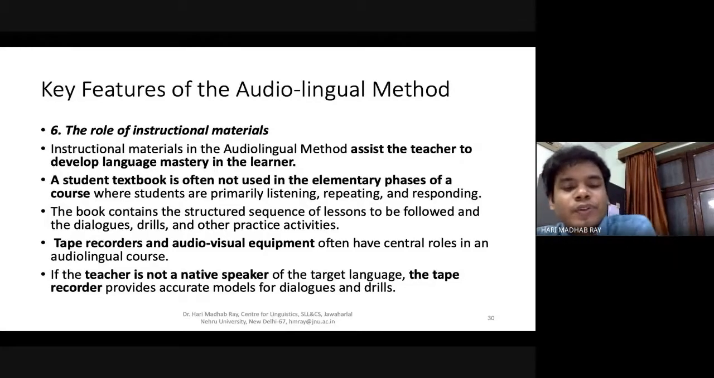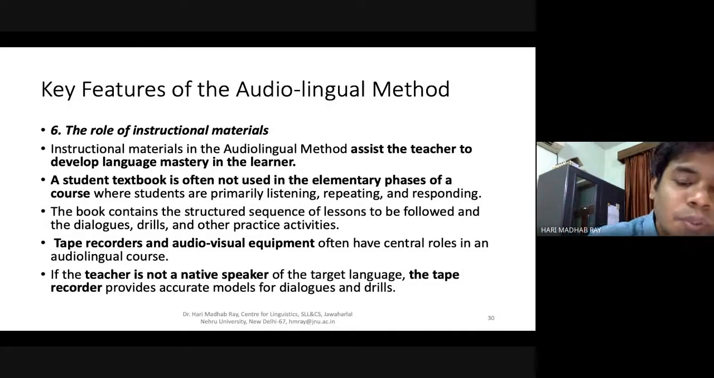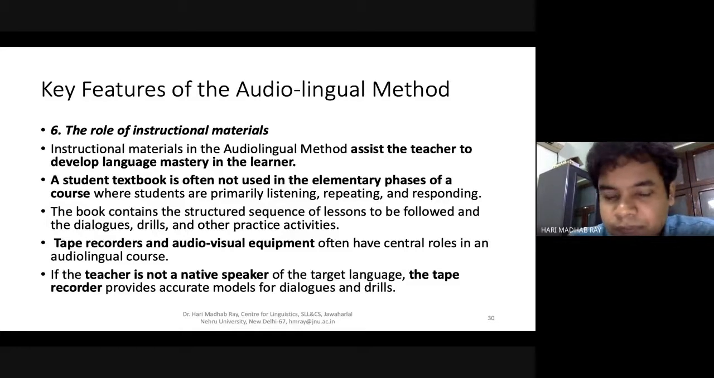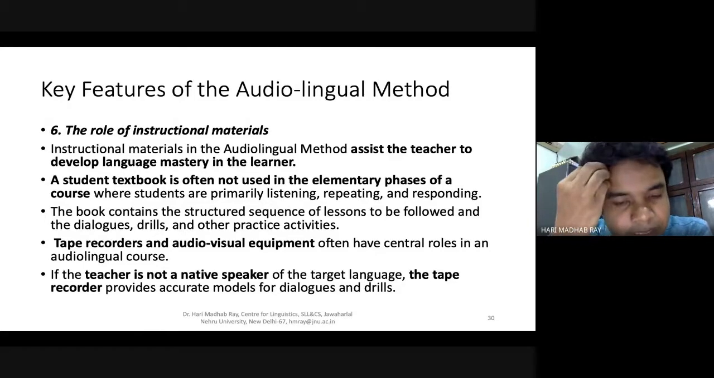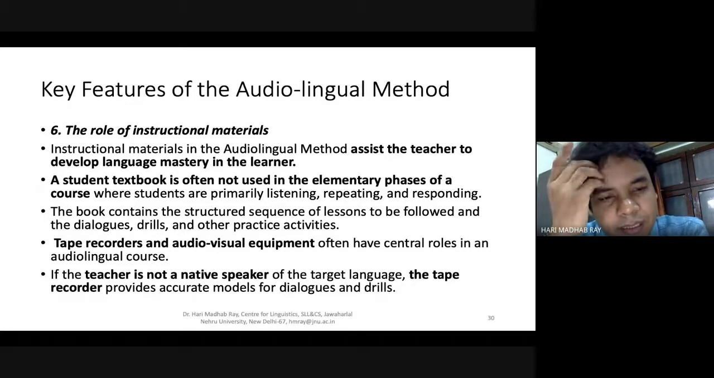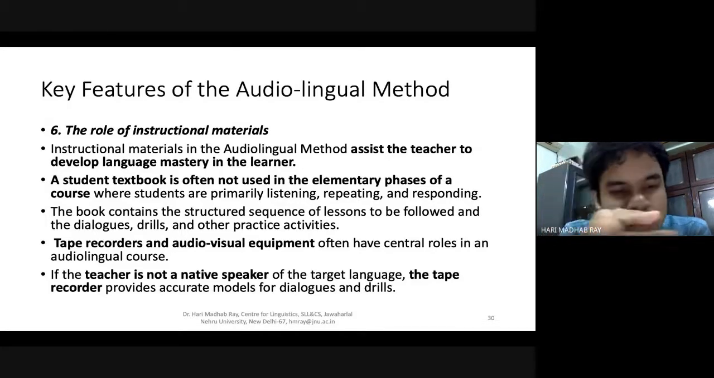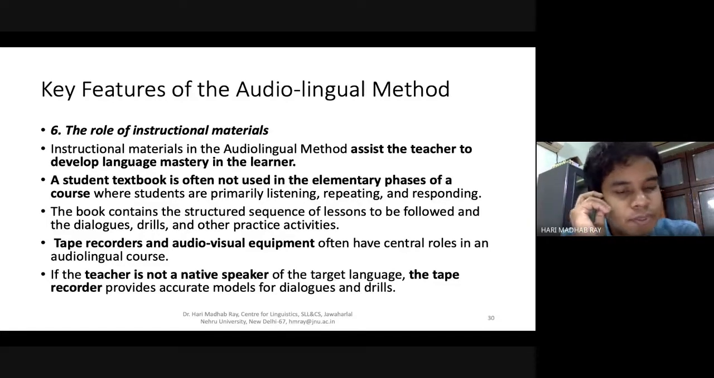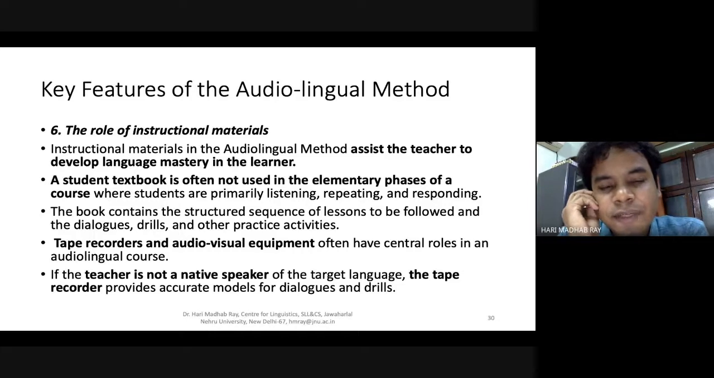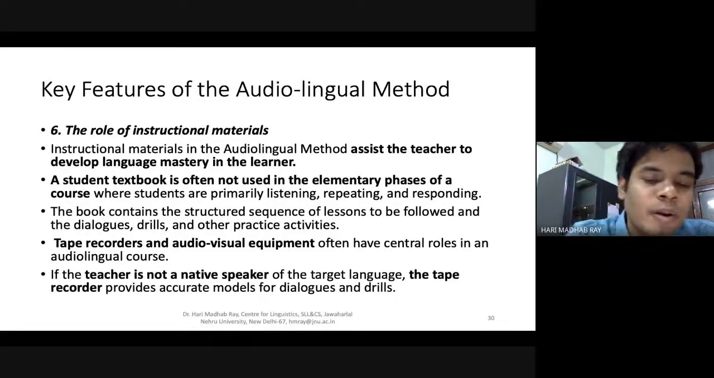Tape recorders and audiovisual equipment often have central roles in an audiolingual course. And the whole language lab scenario, if you remember, especially in phonetics, we used to do that in the phonetics lab, which was set up earlier in the old JNU campus. Since you did not come to JNU, you do not know what the old JNU campus is. The old JNU campus lab is still there. We used to go there, listen to those cassettes, and the International Phonetic Alphabet sounds and all. Maybe once you come to JNU, you can visit our language lab complex as well.